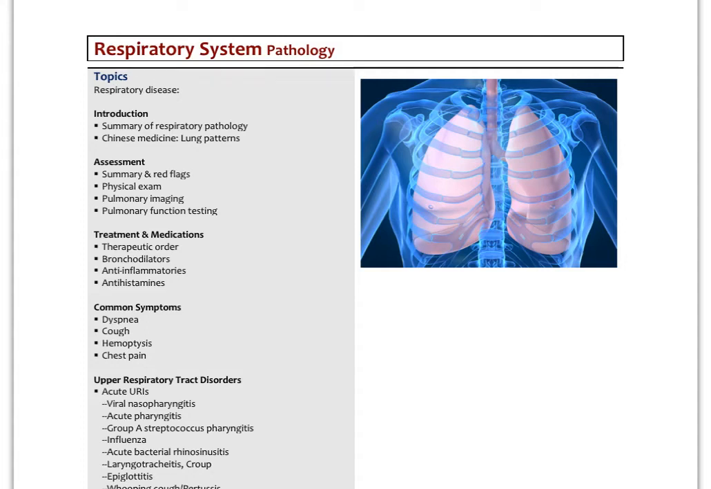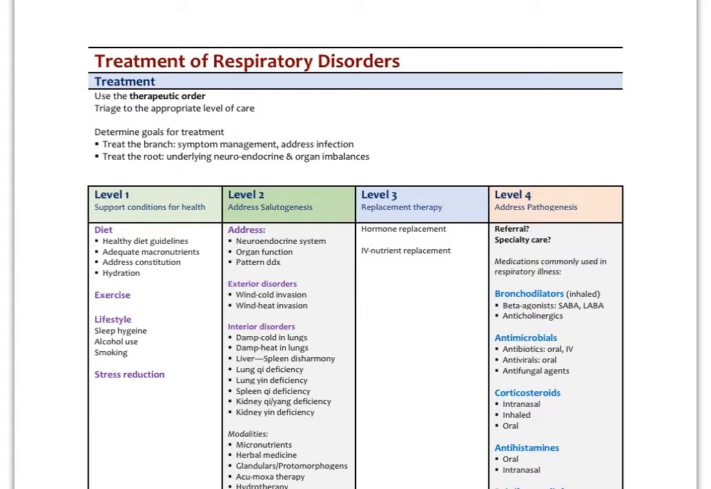In this video on respiratory pathology, we're going to look at treatment of pulmonary disease, kind of the general biomedical approaches. Again, as we dive into each condition, we'll look at the different treatments in more detail. And also look at some of the basic medications that are commonly used to treat respiratory disorders, including bronchodilators, anti-inflammatories, and antihistamines.